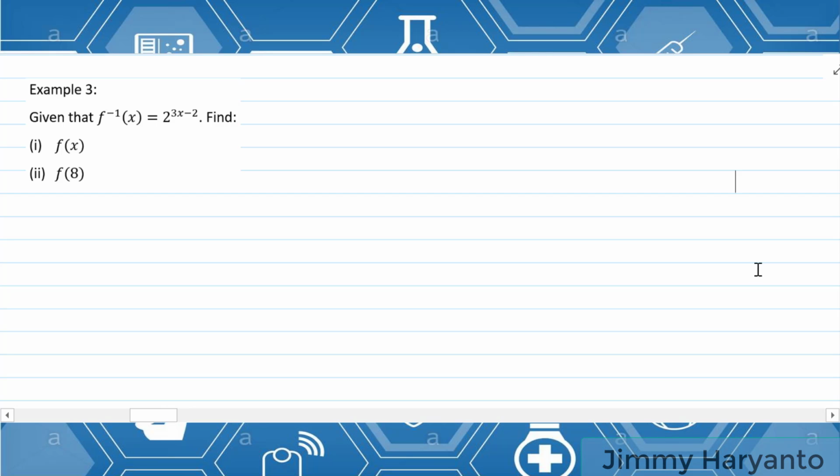Next, example 3. How about this one? f inverse equals 2 to the power of 3x minus 2. The question now asks us for f(x). Yeah, the f inverse is given. So now we have f inverse, and the question wants us to find f(x). How to do that? Yes, we inverse again. We inverse back to the f(x).